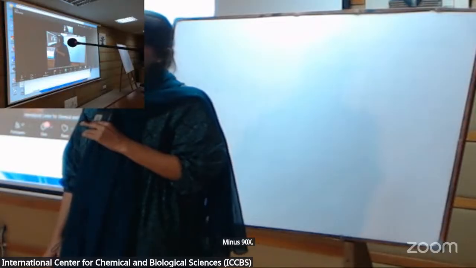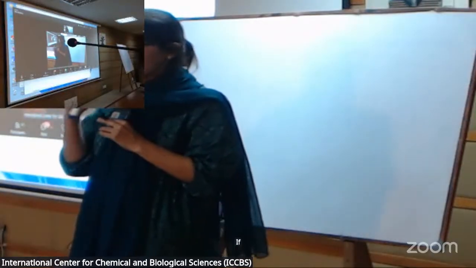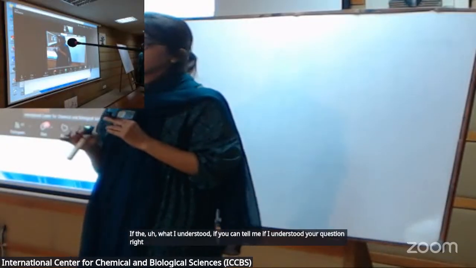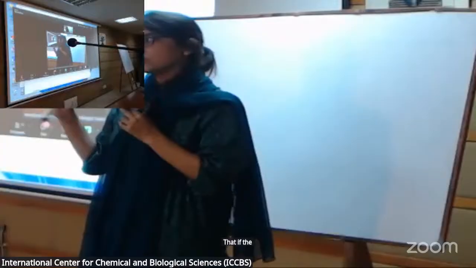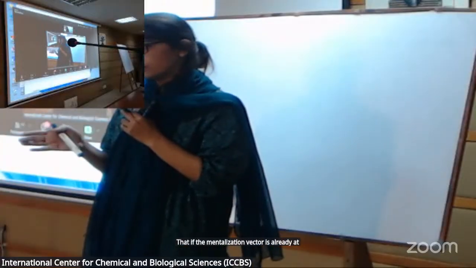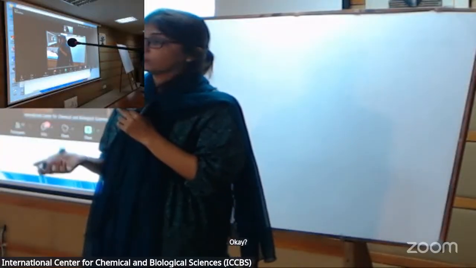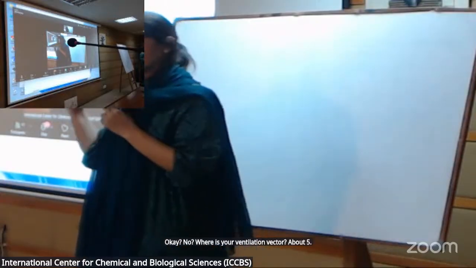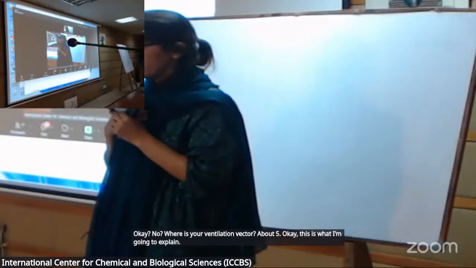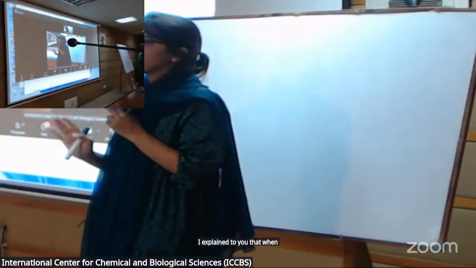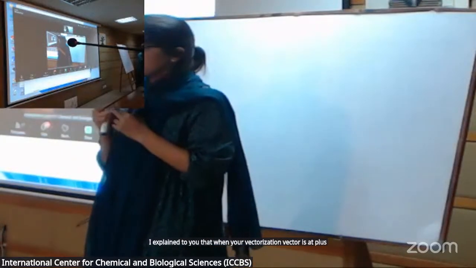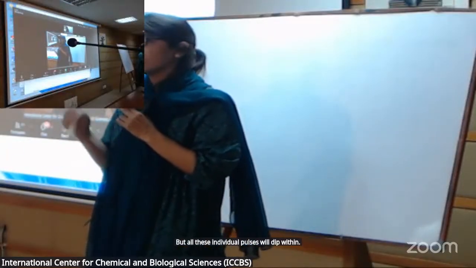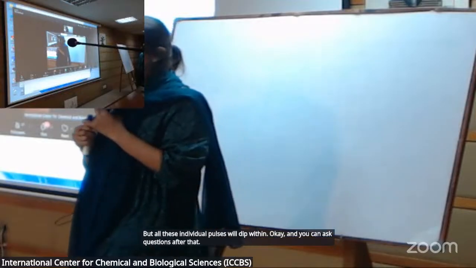It will not move. If I understood your question right, you are saying that if the magnetization vector is already at the minus x plane... no, where is your magnetization vector? At plus z. Okay, this is what I'm going to explain. I will explain what all these individual pulses will do when your magnetization vector is at the plus z axis, and you can ask questions after that. I hope this will be clear.